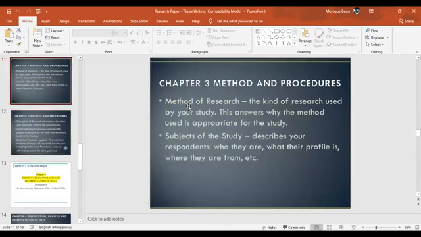Another term for method of research is research design. For example, for quantitative, we usually use descriptive research. For qualitative, we use thematic analysis. That is the research design, the kind of research used by your study. Then the subjects of the study. So these are your respondents.